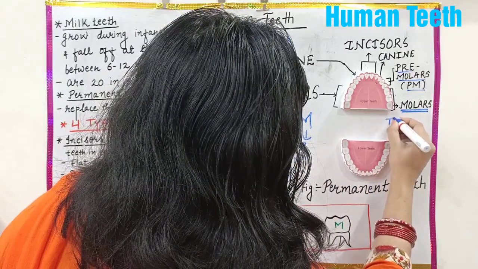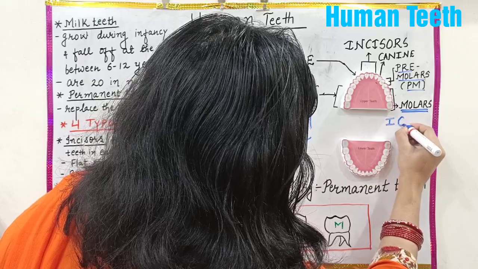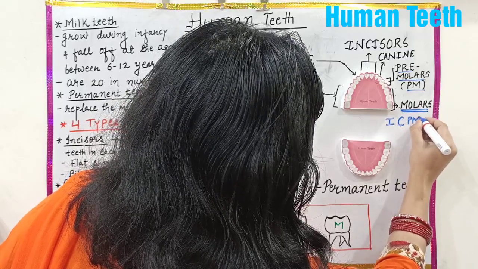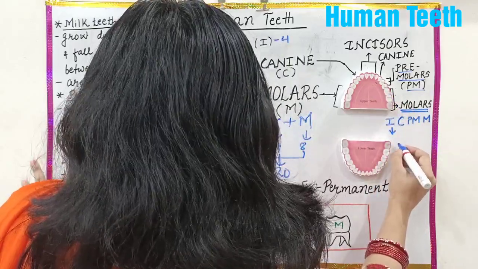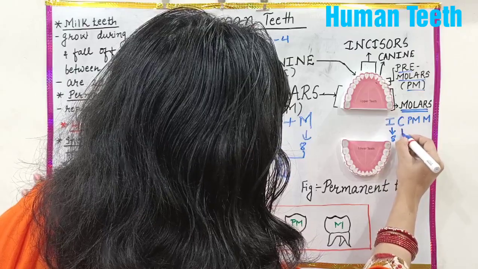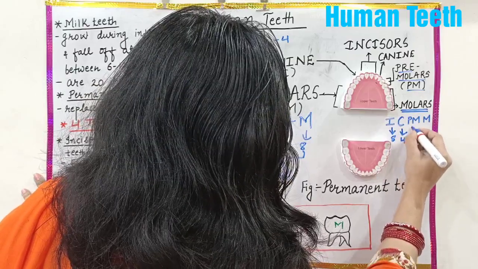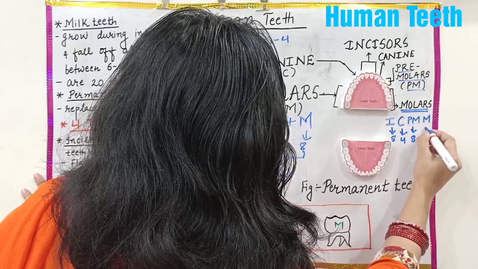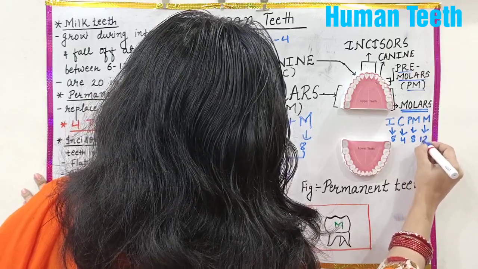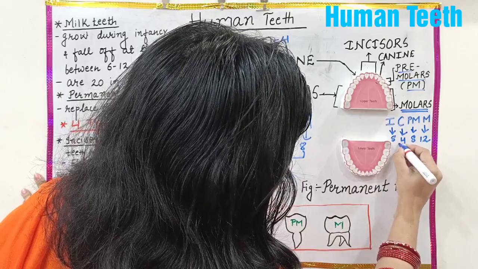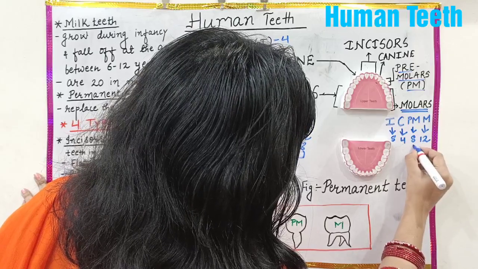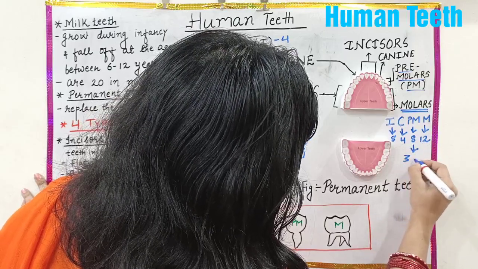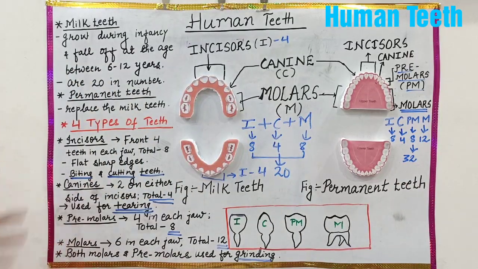So if we count the number of teeth in the permanent set of teeth, we find that there are 4 kind of teeth we have: incisors, canines, premolars and molars. So we find that there are 8 incisors, there are 4 canines, again there are 8 premolars, and there are 12 molars. So 8 plus 4 is 12, 12 plus 8 is 20, and 20 plus 12 is 32. So we have 32 teeth in our permanent set.